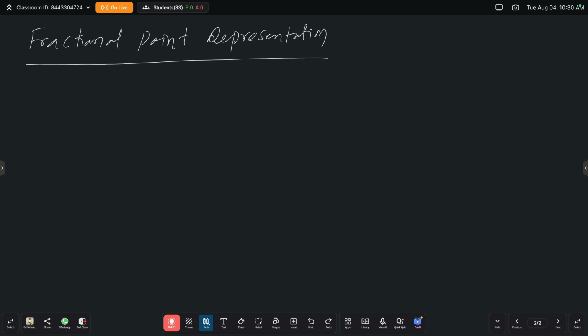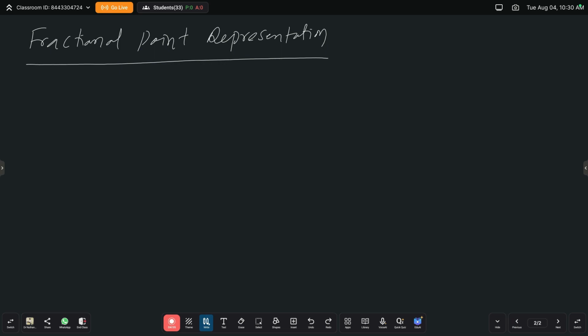The position of the binary point is not at all fixed. The point floats around the digits. Floats means moves around the digits.